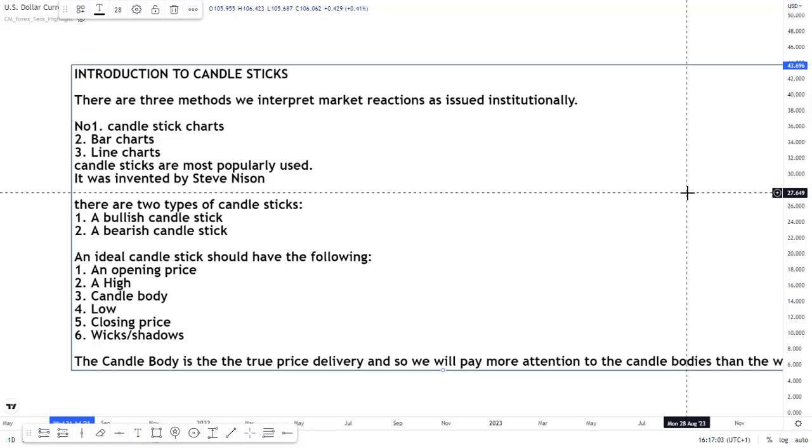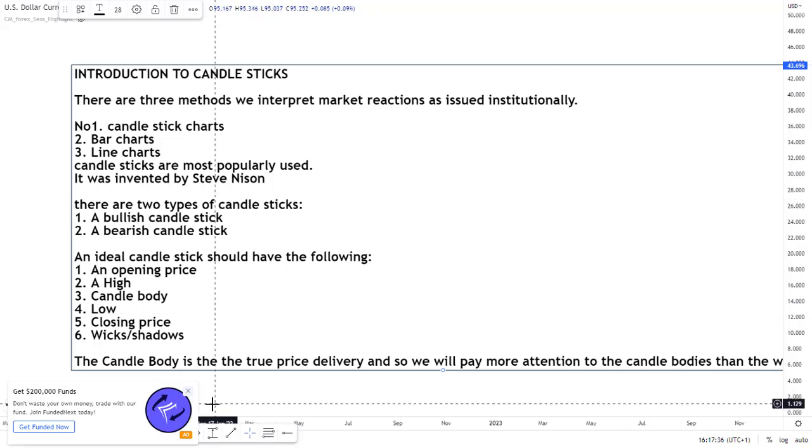So like I was saying, we either have a bullish or a bearish candlestick. An ideal candlestick should have the following characteristics. Number one, an opening price. Number two, it should have a high. It should have a candle body. It should have a low. It should have a closing price. It should have what is called the wicks or the shadows. These are the anatomy of a candlestick, either a bullish or a bearish candle. It should have these characteristics contained within it as it forms.